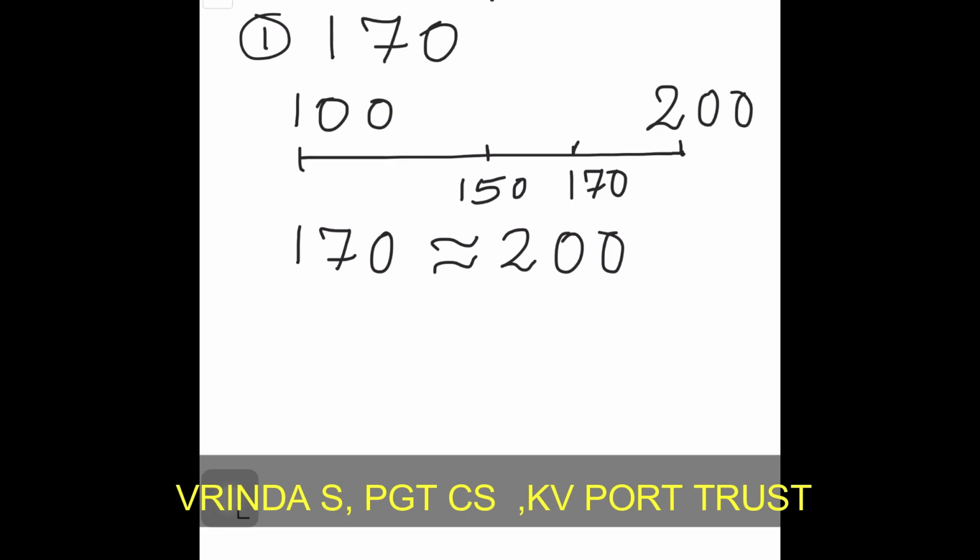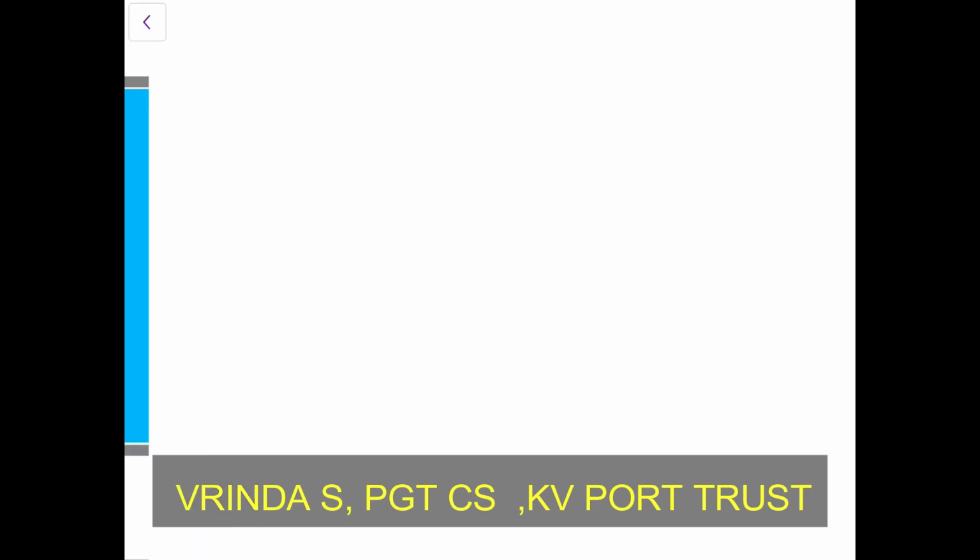And this symbol is known as the equal to symbol and this is known as the approximate symbol. When we are rounding off, when we are doing estimation, we will use this symbol because we are not working on the exact value, we are working on the approximate value.